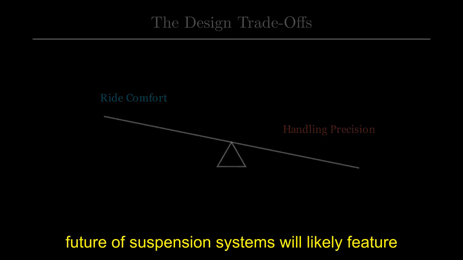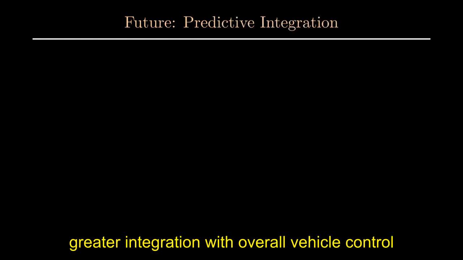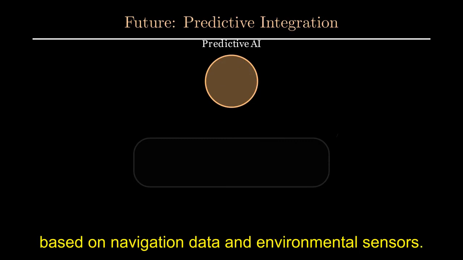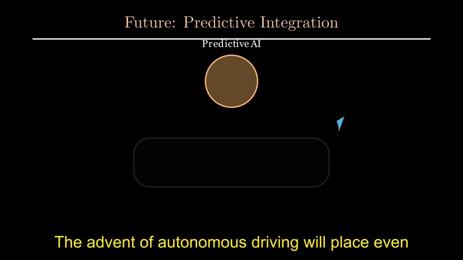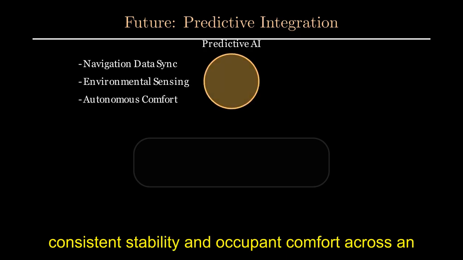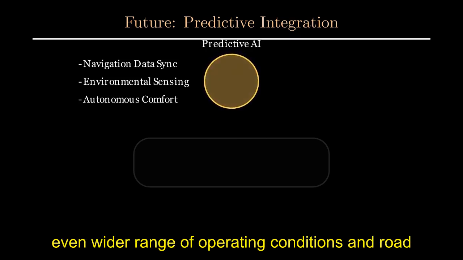The future of suspension systems will likely feature greater integration with overall vehicle control architecture, incorporating predictive capabilities based on navigation data and environmental sensors. The advent of autonomous driving will place even more stringent demands on suspension to provide consistent stability and occupant comfort across an even wider range of operating conditions and road surfaces.